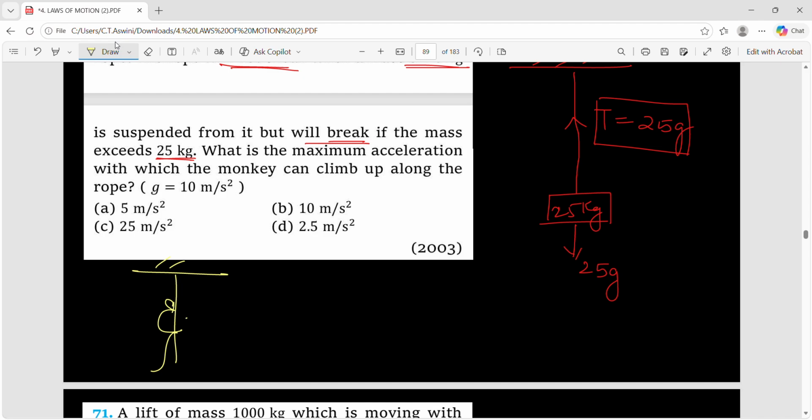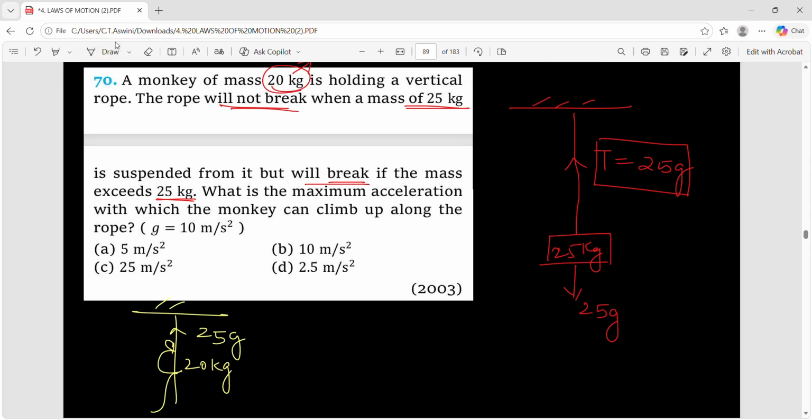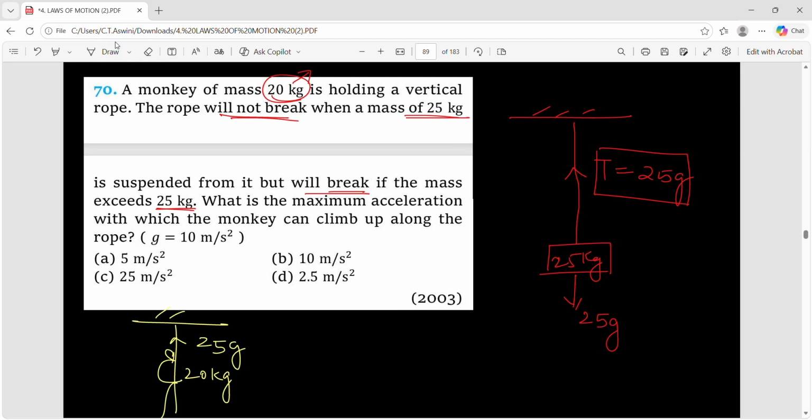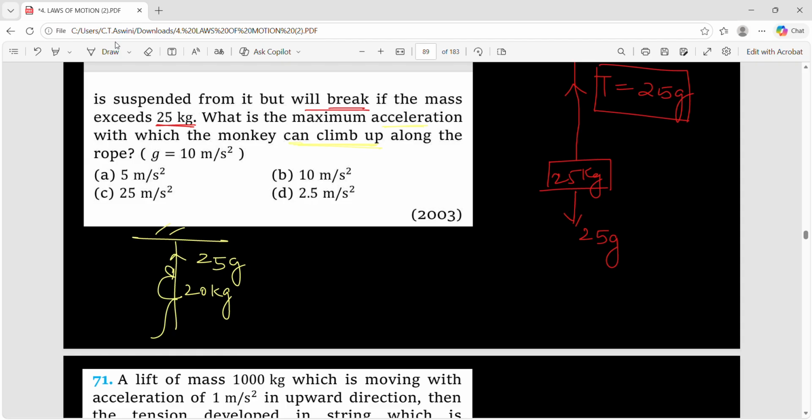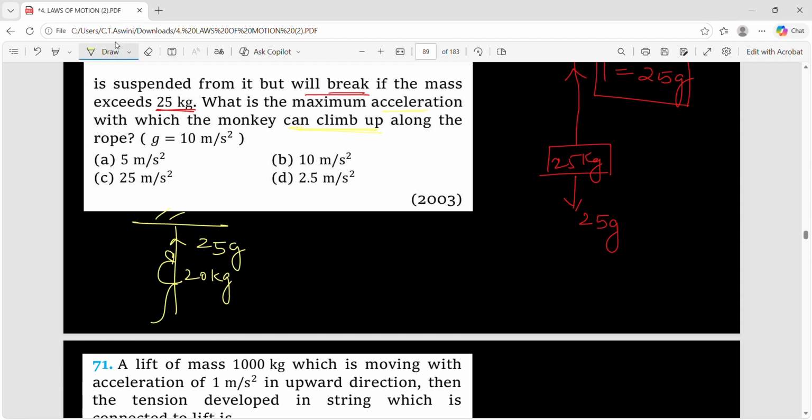So this time we have a monkey whose mass is 20 kg. How much is the tension in the cable? It is 25 G. We have calculated it from the given question data. Okay. So what is the maximum acceleration with which the monkey can climb up? See, what is the direction of motion of the monkey? The monkey is trying to move up with some acceleration A. What is that? We don't know. That we have to calculate.